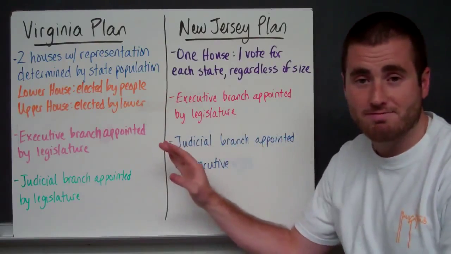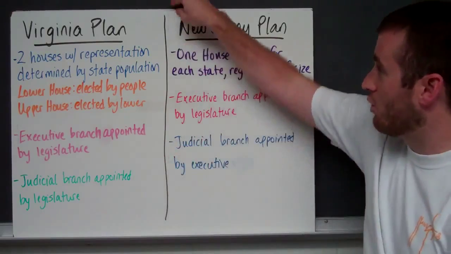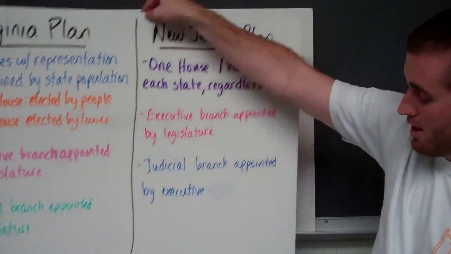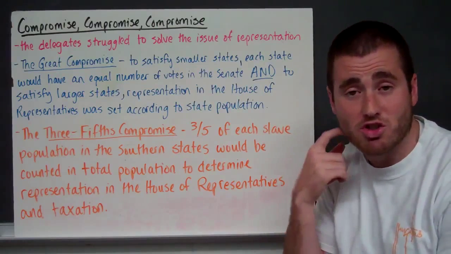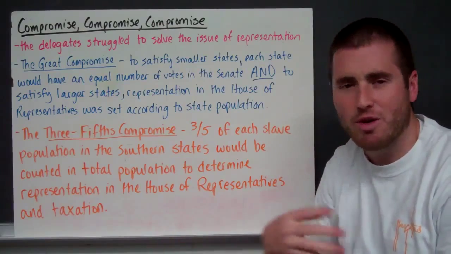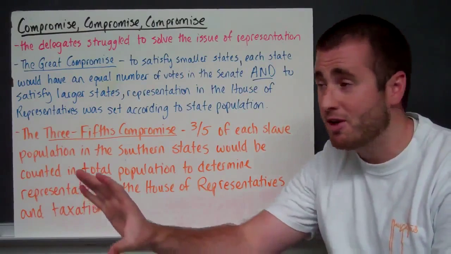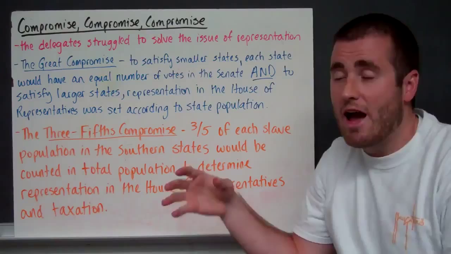So how do we decide? How did we get to where we are today? Well, you have this thing known as the compromise. Compromise, compromise, compromise. All right, the delegates really struggled to solve the issue of representation in Congress. How do we know how many delegates to vote in? How many do we send? You know, how do we make that fair?